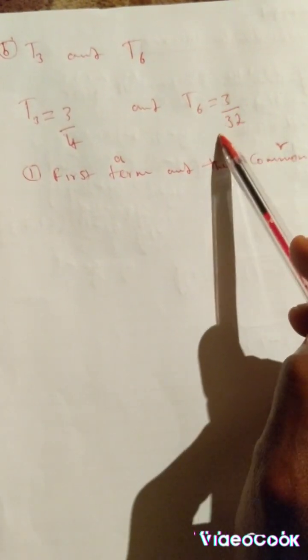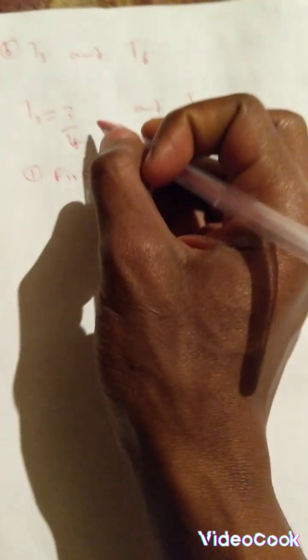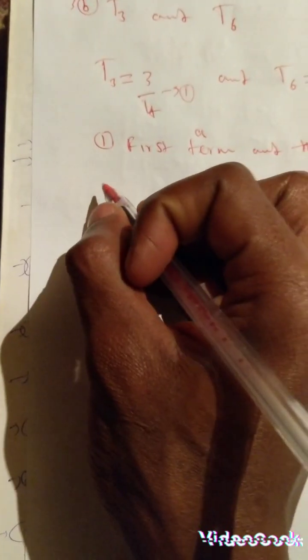Now the first thing that you need to understand is that we've been told already that the third term is equal to 3 over 4. Then the sixth term is equal to 3 over 32. So what you do is you use the formula of the nth term to create the equations. This one will be our first equation, then this one will be our second equation. So what we are creating is like this.